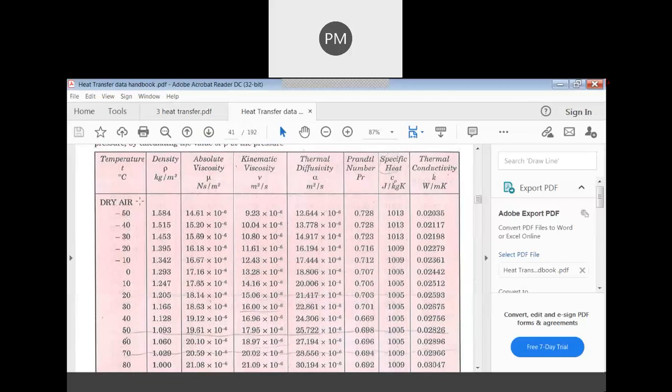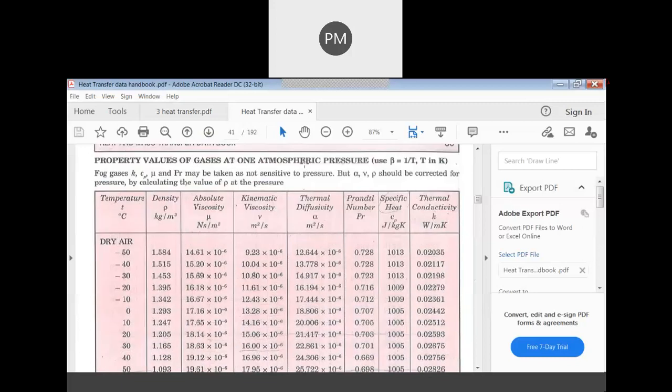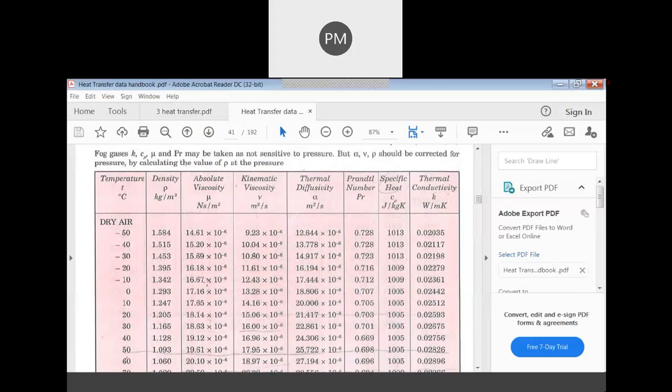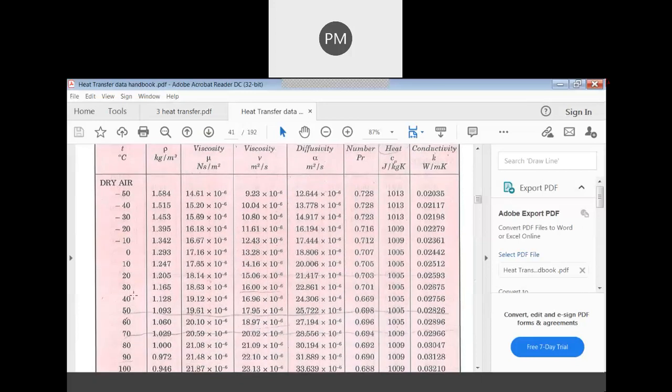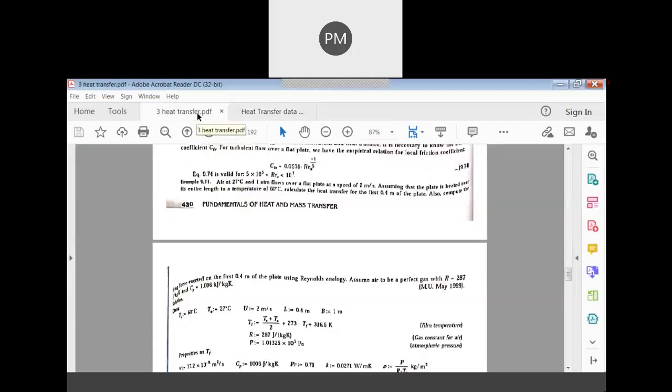So dry property values of gas at atmospheric pressure, that is for dry air. All the properties have been given in the data handbook. So you take approximately between 40 and 50, you make the average of these two values. Okay, you are going to get the properties at 45 degrees, and you can take approximate values and do the problem.